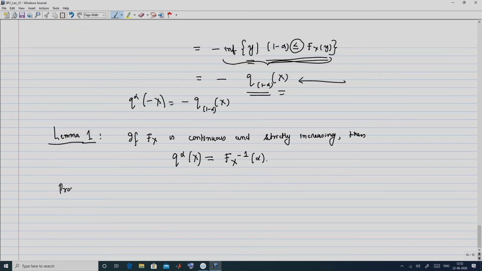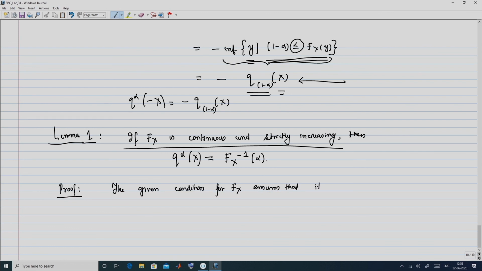So, how do you get the proof of this? What is the given condition? The given condition is that F_X is continuous and strictly increasing. So, I can say that the given condition for F_X, the CDF, ensures that it is invertible, because I will need to have the inverse of F_X.